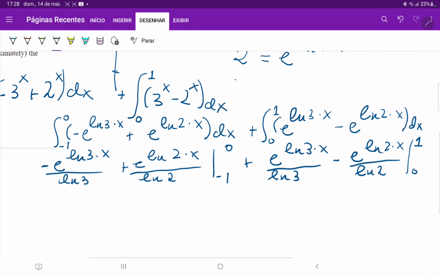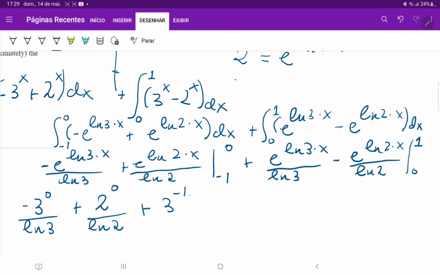And now all we have to do is plug in our boundaries. So we first plug in 0, right? So this is just minus 3 to the power of 0 over ln 3 plus 2 to the power of 0 over ln 2, and then minus, so plus 3 to the -1 over ln 3, and then minus 2 to the -1 over ln 2.